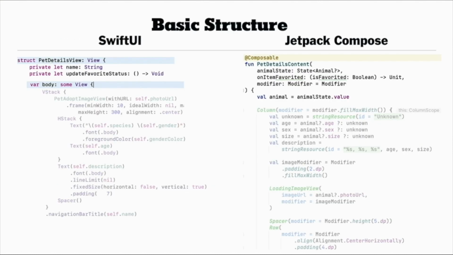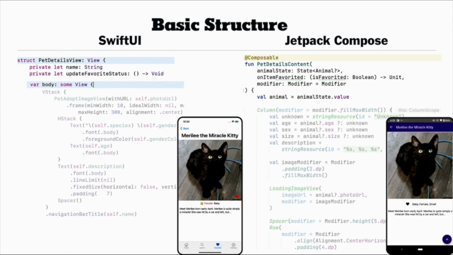So when we build a SwiftUI view, we specify a struct of type View. This is a SwiftUI type that requires us to have a var body of some View that will have some content. This is equivalent to in Jetpack Compose when we specify a composable that has to have some content. Now, this particular SwiftUI view is building my pet details view and has the equivalent in Jetpack Compose.